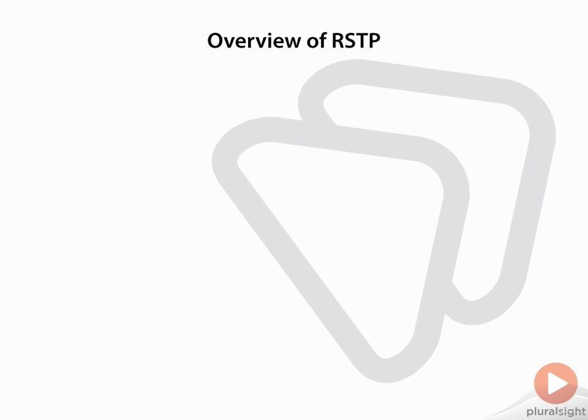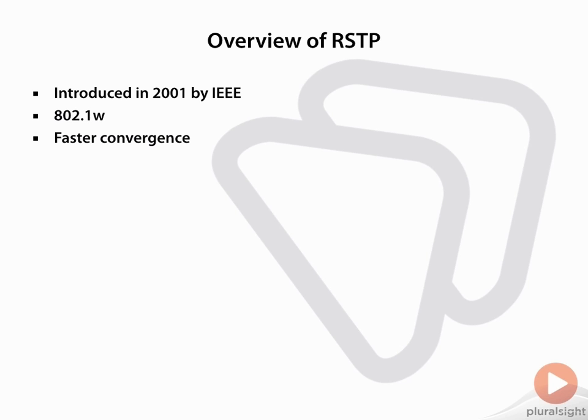Rapid spanning tree was introduced in 2001 by the IEEE, and it is known as the 802.1W standard. So it's IEEE 802.1W, and rapid spanning tree, just like the name would lead you to assume, converges more quickly. It is also backwards compatible with that standard IEEE 802.1D spanning tree, so we don't have any problems if we end up running this in the same environment with the other.